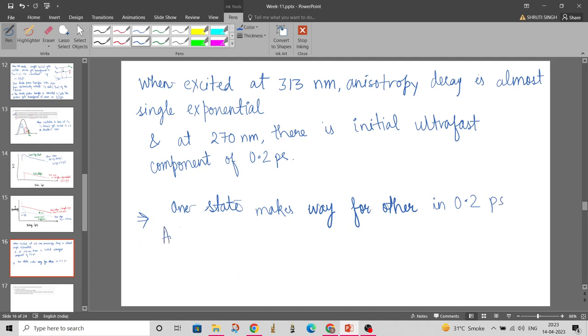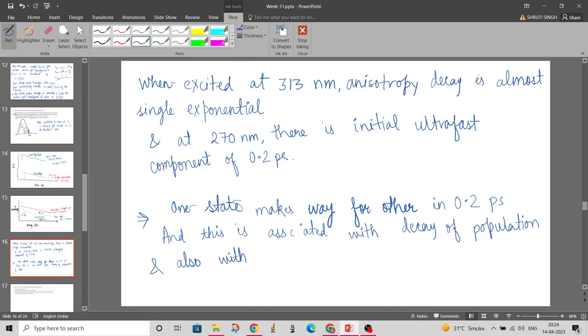And this is associated with decay of population, that is the fluorescence decay, and also with change in the direction of polarization or the dipole moment, because the two states have dipole moment oriented perpendicular to each other. So that's why there is a change in the anisotropy.